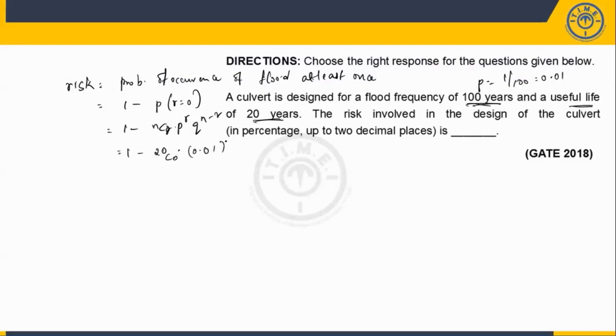0.01 to the power 0, and next 0.99 to the power 20 minus r, which is 20 minus 0. Tell me how much is 1 minus 0.99 power 20? Because anything to the power 0 goes to 1. The answer is 0.182.